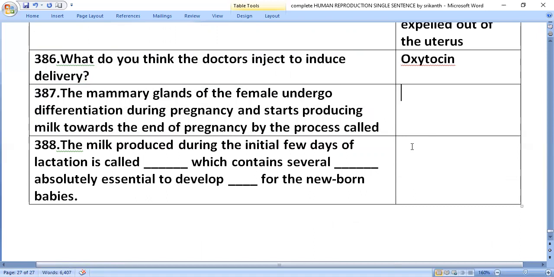Mammary glands of the female undergo differentiation during pregnancy and start producing milk towards the end of pregnancy by the process called lactation. The milk produced during the initial few days of lactation is called colostrum, which contains several antibodies absolutely essential to develop resistance for the newborn baby.